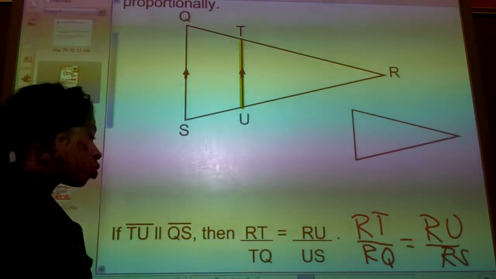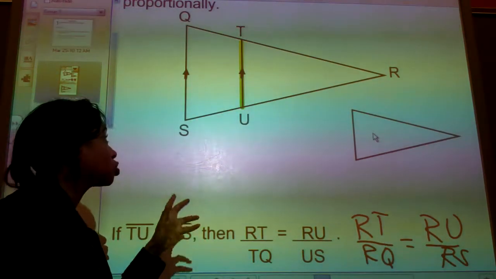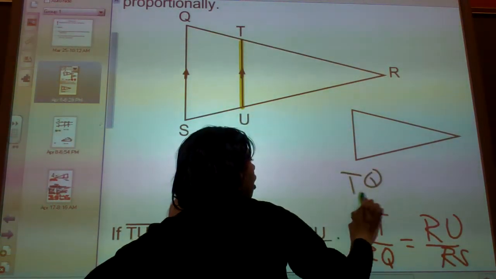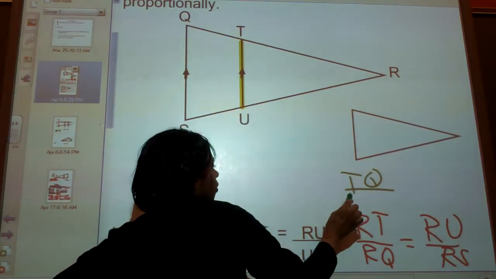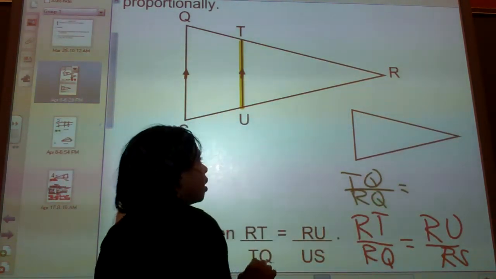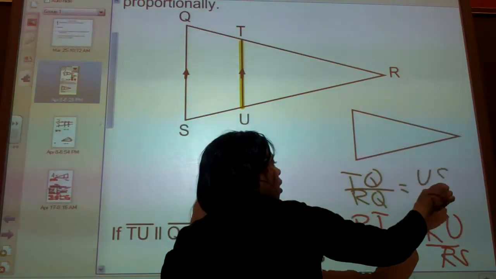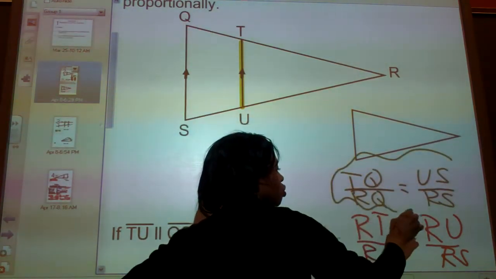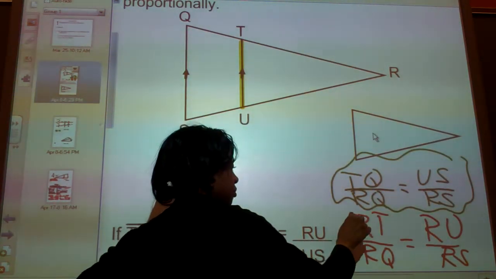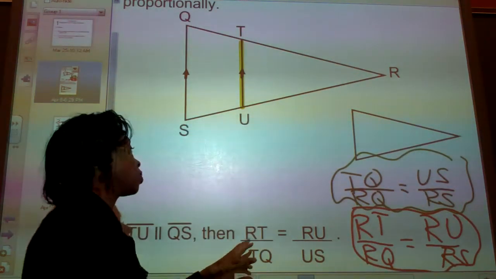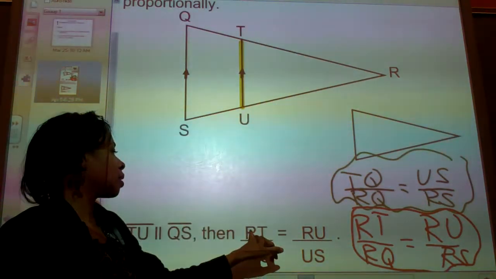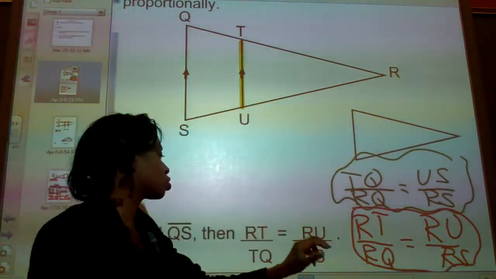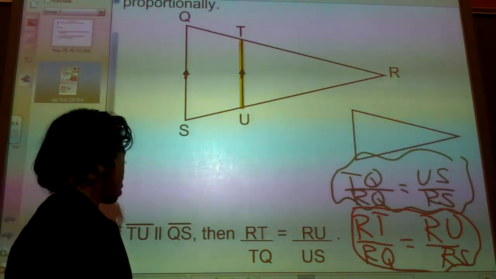I can also make another proportional ratio and say that TQ is proportional to RQ. And what else? US is proportional to RS. These are just some other proportions you could also state. Well, here's the main one: RT is directly proportional to TQ, and then RU is proportional to US. Okay, moving further.